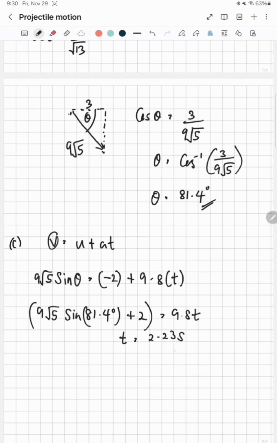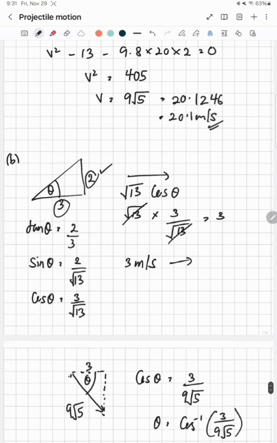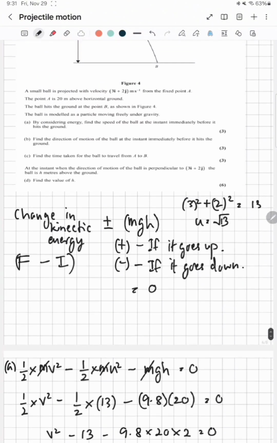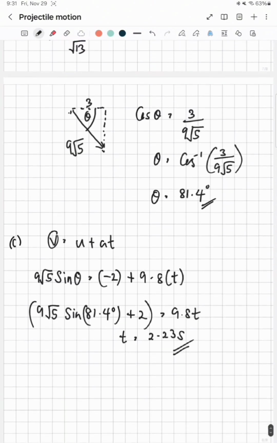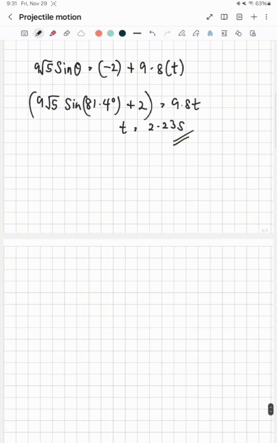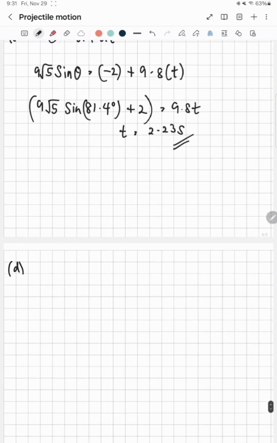So that's your time. Okay, now we found all 3 parts, and now we are at the last part, part D. Is it to find the height h? Okay.